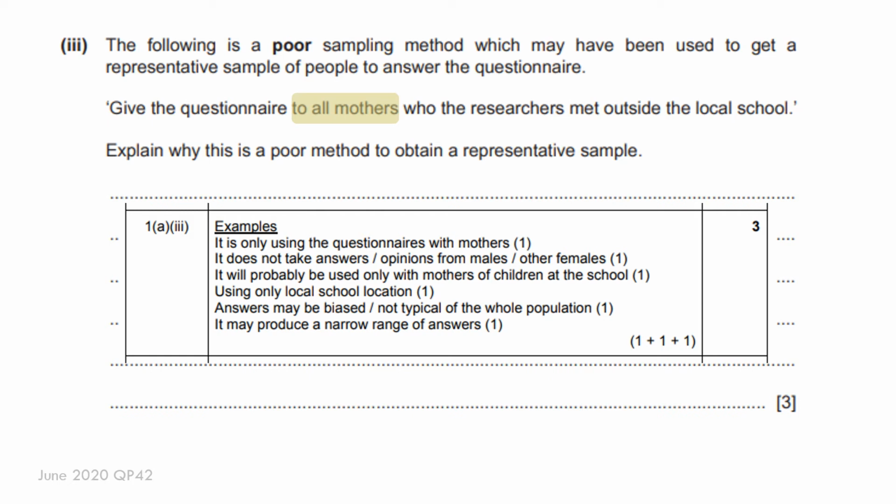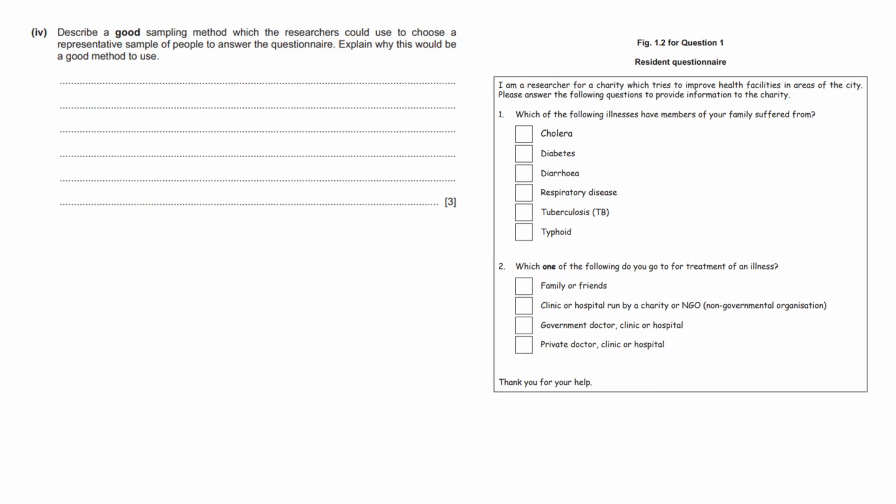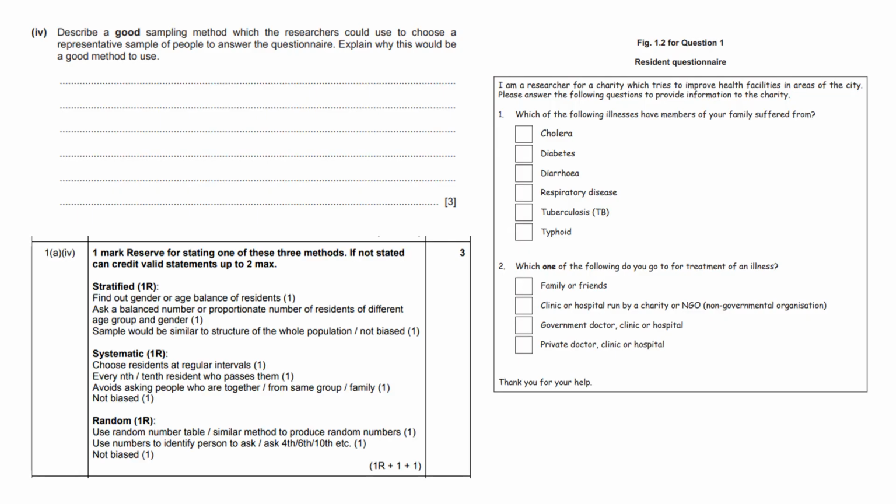So again, consider what the key strengths and weaknesses are of using each sampling method. Make sure you can do that with examples. If we move on, again, describe a good sampling method that the researchers could use to choose a representative sample of people to answer the questionnaire. Explain why this would be a good method to use.